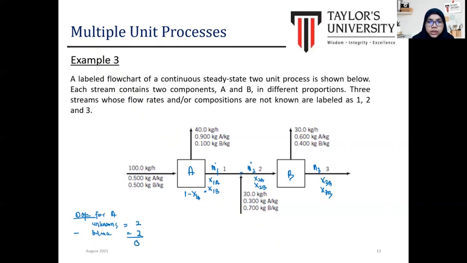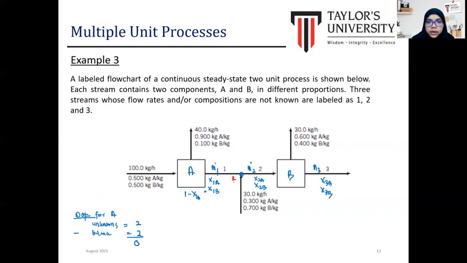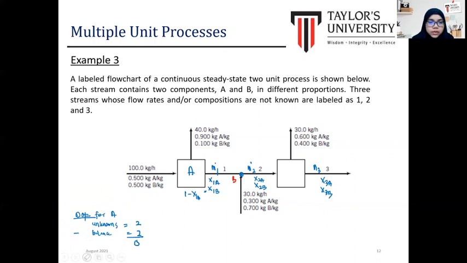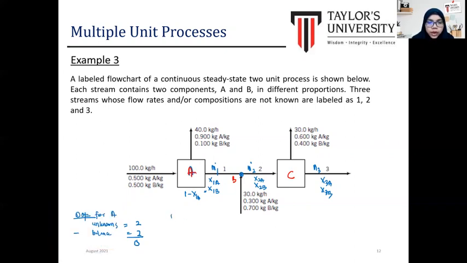How about here? Maybe we can put this as B here, and this is your C. So we have A, B, and C. Okay, we can perform the DOF here. So we have unknowns. Okay, 1, 2, 3, 4.